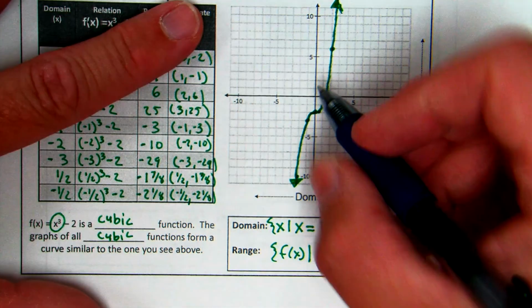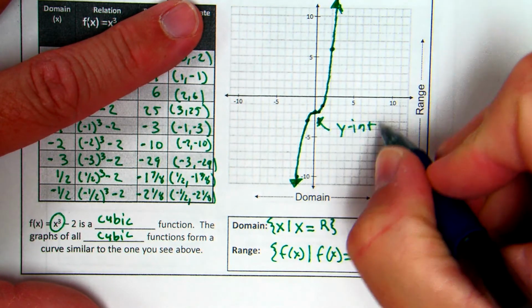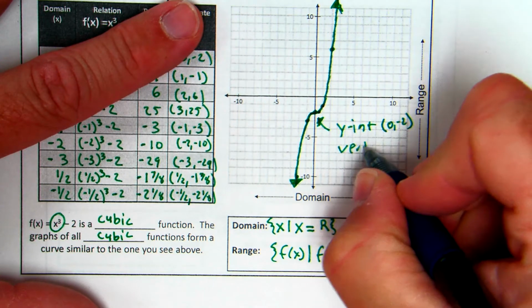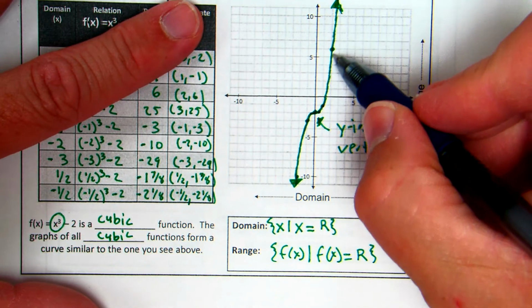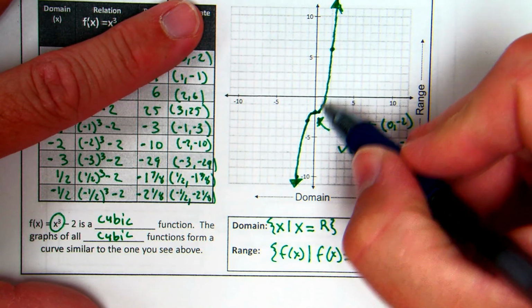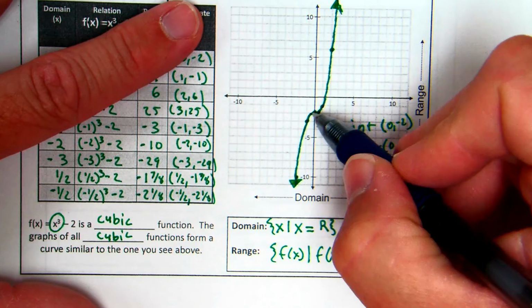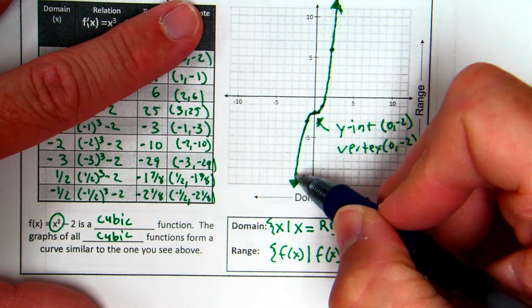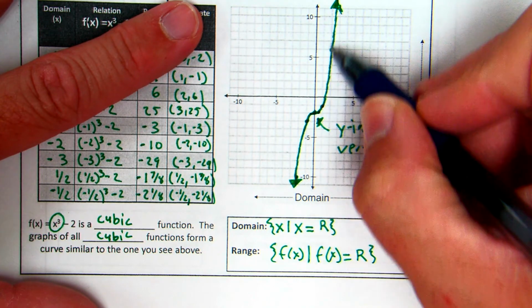A couple features I want you to recognize. First of all, this is your y-intercept because that's where you cross the y-axis. It is the point (0, -2). That also happens to be your vertex because at that point your graph changes its behavior. You can see it's coming very steep and getting shallower, shallower, shallower, and then it gets steeper again, or the other direction, steeper, steeper, steeper. The slope is changing and slowing down. It reverses and goes the other direction.